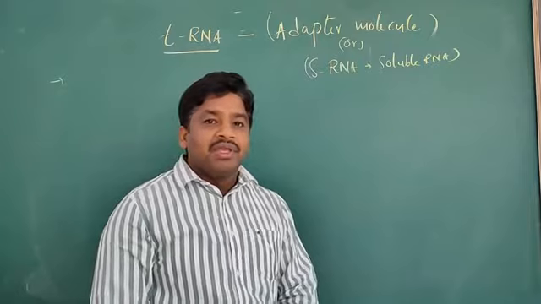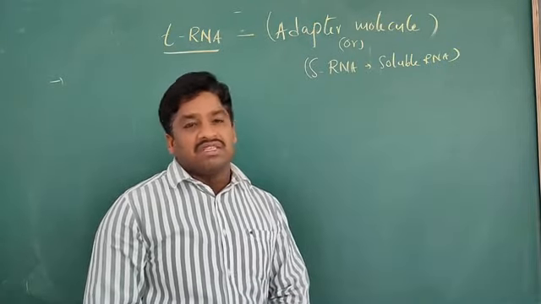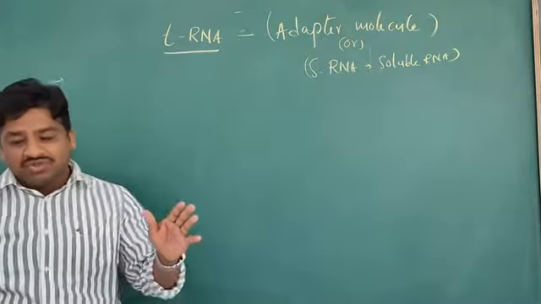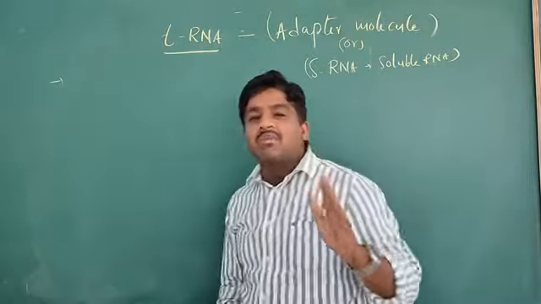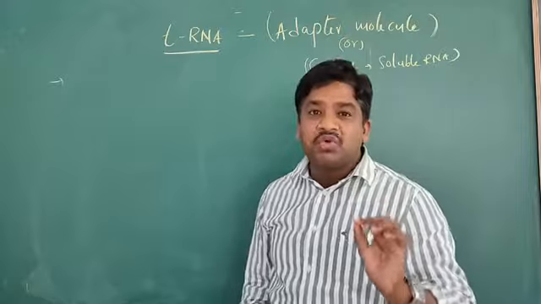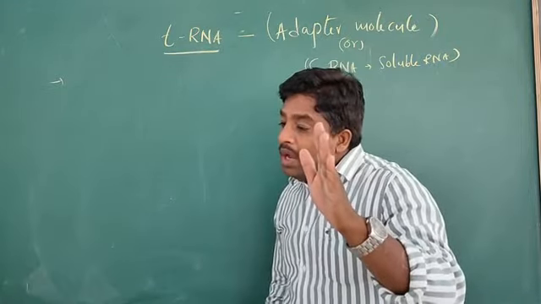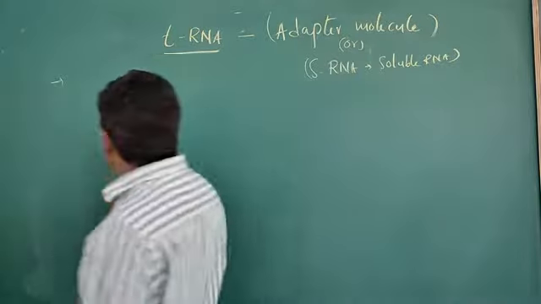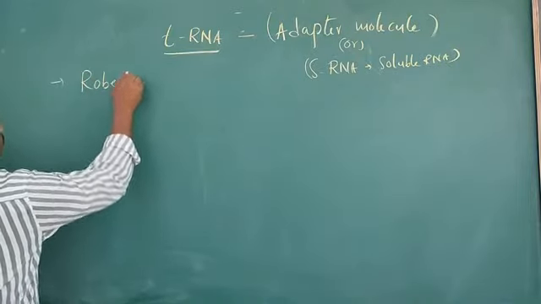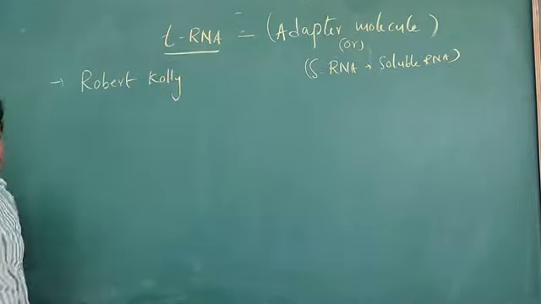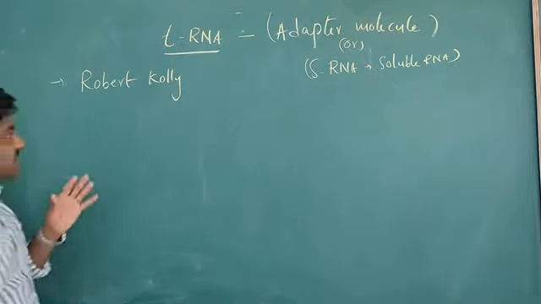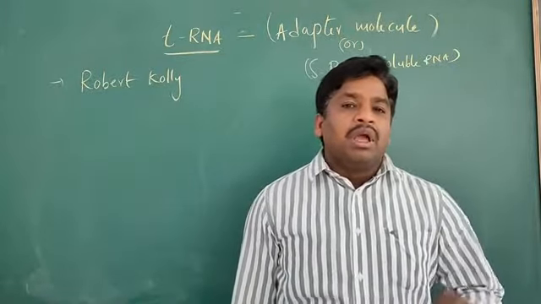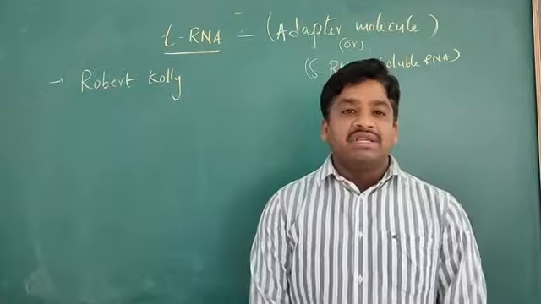Next, in the tRNA there are many bases. The scientist who determined the base sequence of the tRNA molecule is Robert Holley. So determining the base sequence of tRNA was done by the scientist Robert Holley.